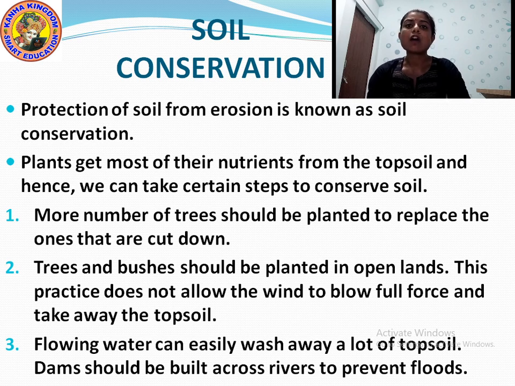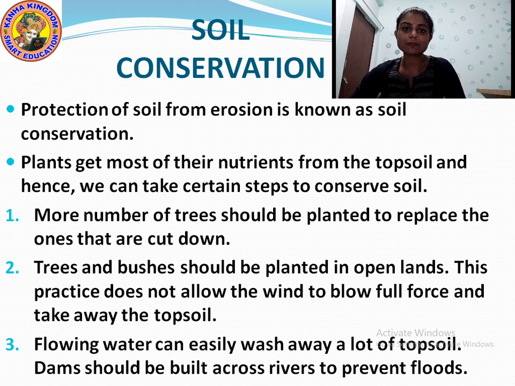Then flowing water can easily wash away a lot of topsoil. Yes or no? When water flows, it takes away lots of soil along with it. Yes? So to stop it, dams should be constructed in the riverside areas to prevent floods. How does a flood occur? When the rivers and ponds get filled up with water.